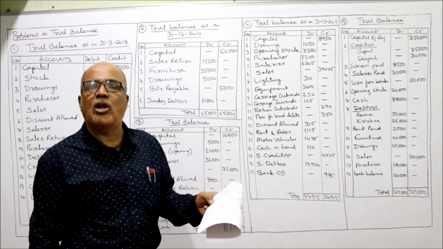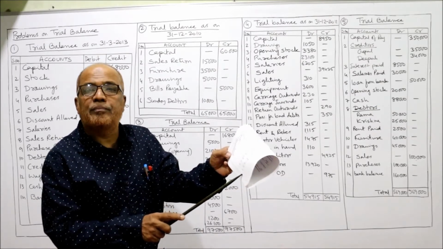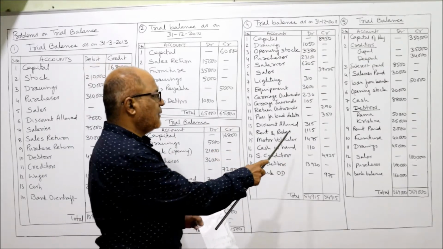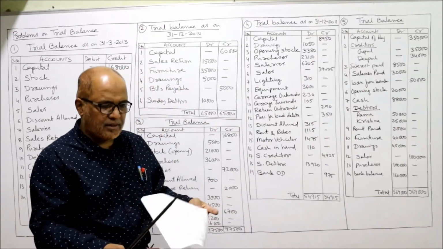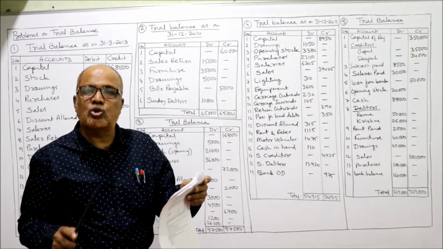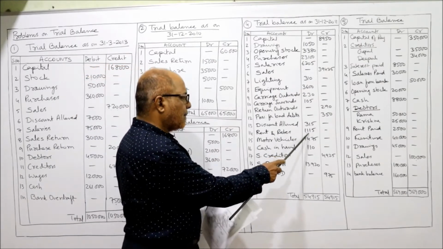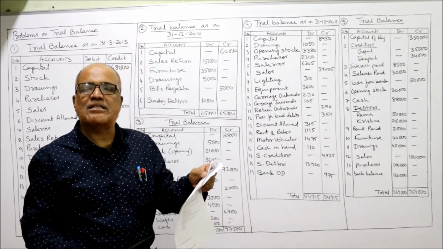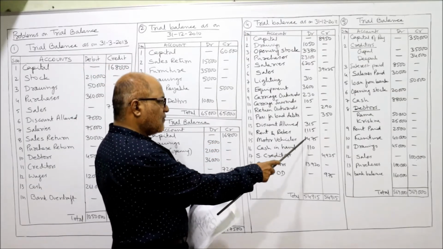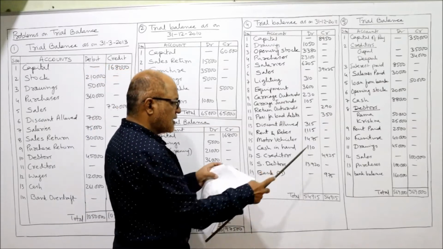Discount allowed is a loss. It should show a debit balance, but wrongly it has been taken in the credit column, 315. Now we take it in the debit column, 315. Discount allowed. Next, rent and rates is an expense. It should show a debit balance. Correctly it has been taken in the debit column, 1,115. Motor vehicle is an asset. It should show a debit balance, and correctly it has been taken in the debit column, 1,475. Cash in hand, asset, debit balance, correctly taken.